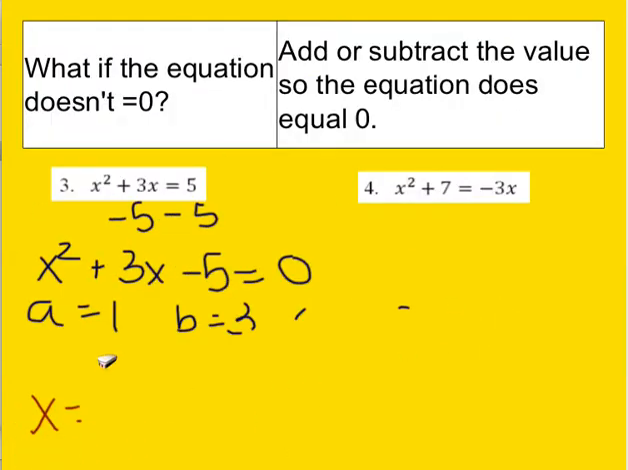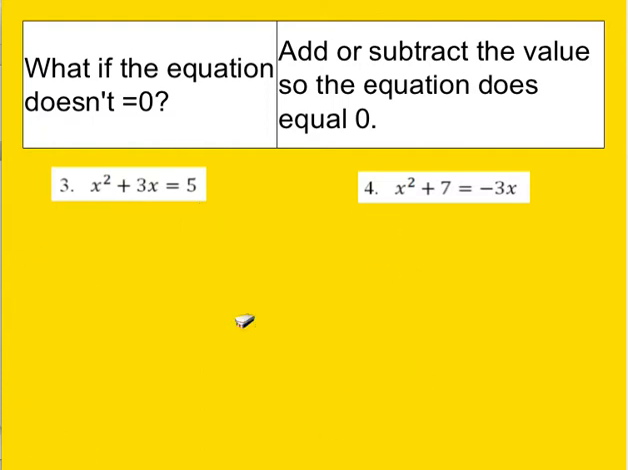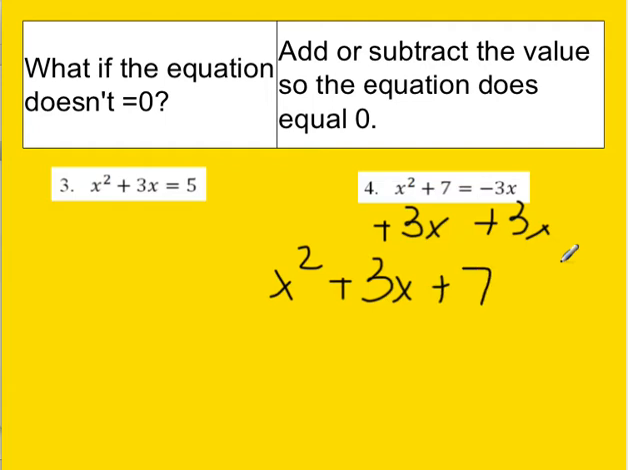For number 4, in order for us to use the quadratic formula, we're going to have to get that 3x over to the other side. To do that, we need to add 3x to both sides. Okay, it's not erasing. That's not nice. Come on. There we go. So we're going to add 3x to both sides. Then we end up with x squared plus 3x plus 7 is equal to 0. Now we're ready to assign our a, b, and c values. So a is equal to 1, b is equal to 3, c is equal to 7.